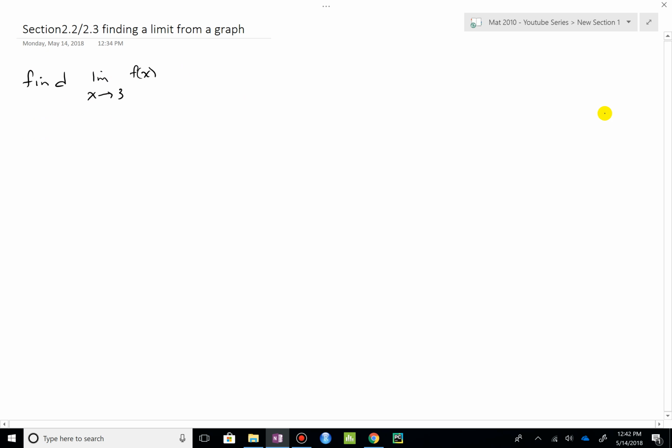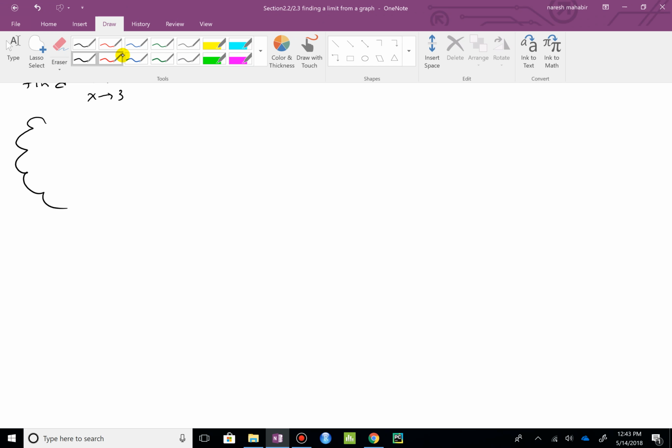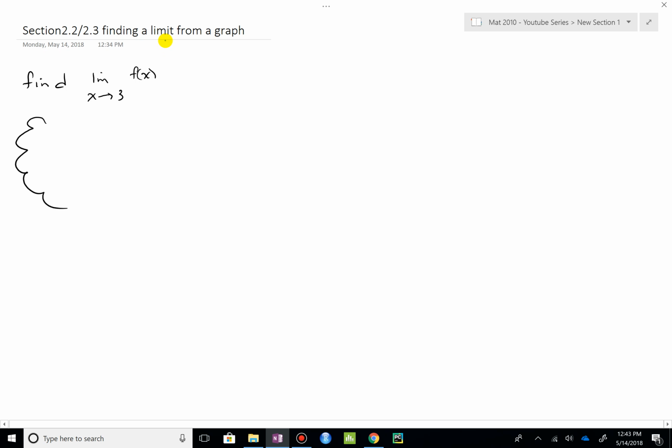What they're asking us for is this, and this is what you need to tell your brain. I kind of have to tell my brain sometimes. This is saying that as the inputs approach 3 from the left side, the function, the outputs, the y values, are going where? That's what we're trying to figure out. That is the first piece of the puzzle, and the second piece is this: as x approaches 3 from the right side of the function, what's happening?